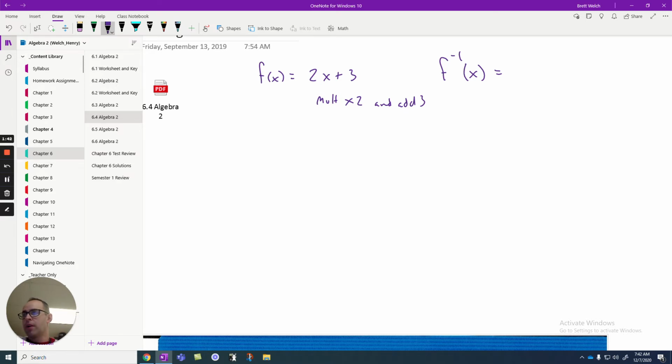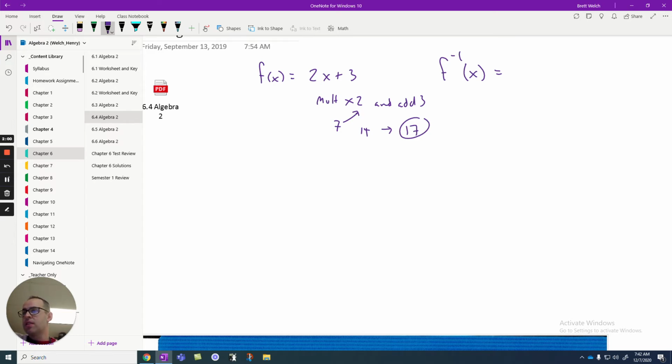So let's just pick a number. If I take the number 7, for instance, if I multiply by 2, it becomes 14, and if I add 3, it becomes 17. Now the question is, can I undo those two steps? And the answer is yes, but it matters what order I do them in.